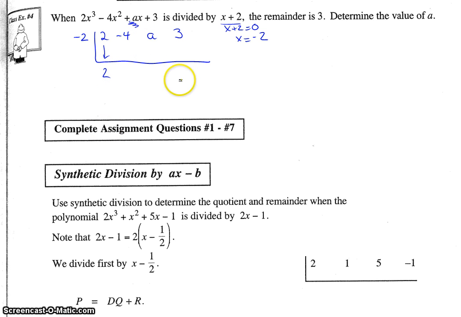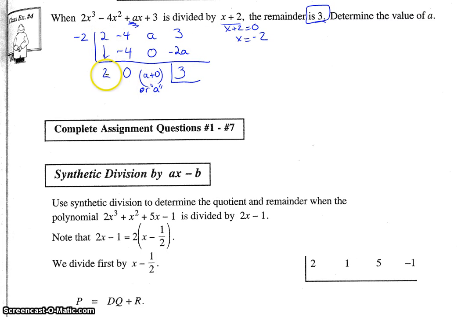Okay, and I want you to follow this through. The only thing we do know is the remainder is 3. So we do know this number here at the very end is going to be a 3. See if you can figure out what a is going to be. You should really pause your video now and then come back when you think you have a. Okay, let's see how far you got.